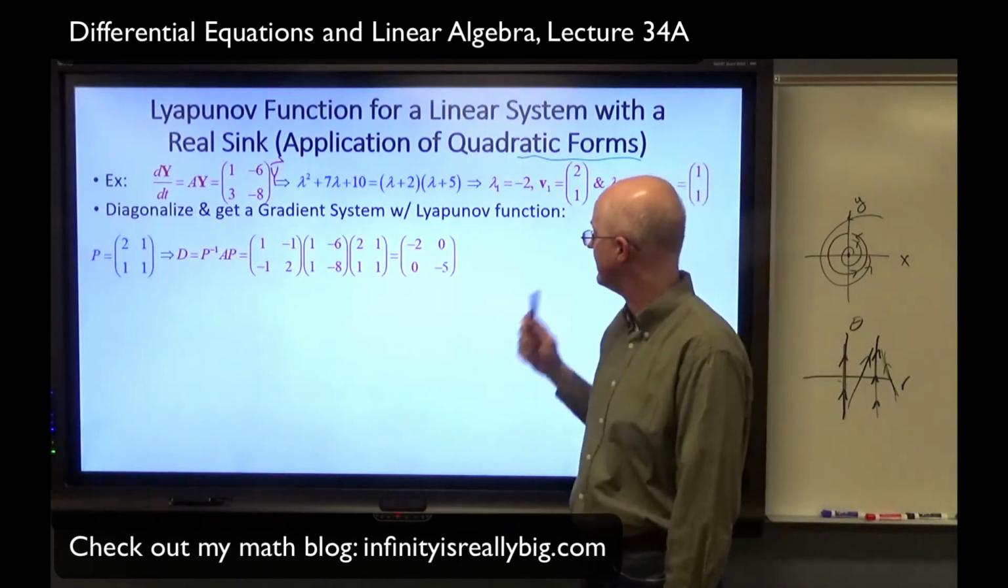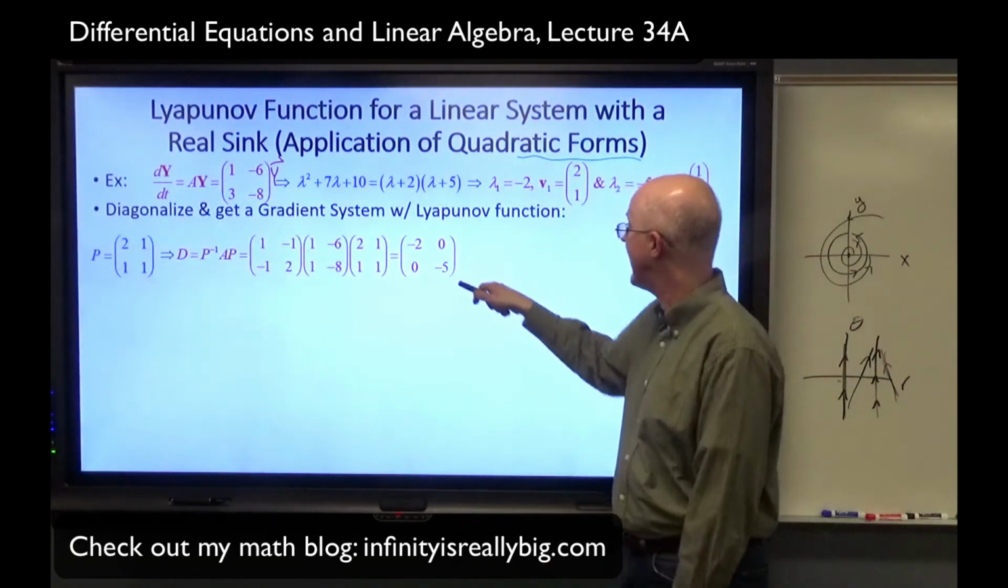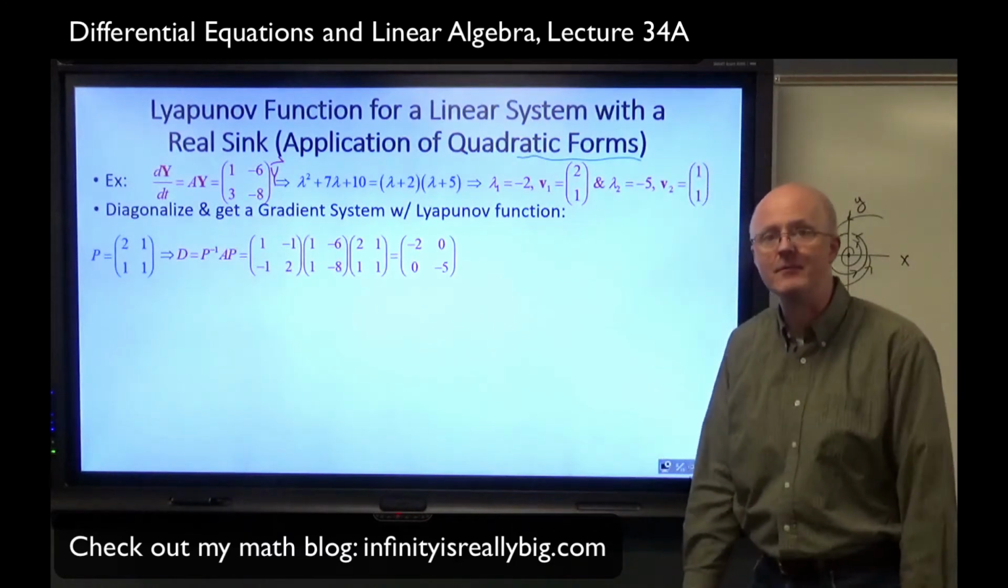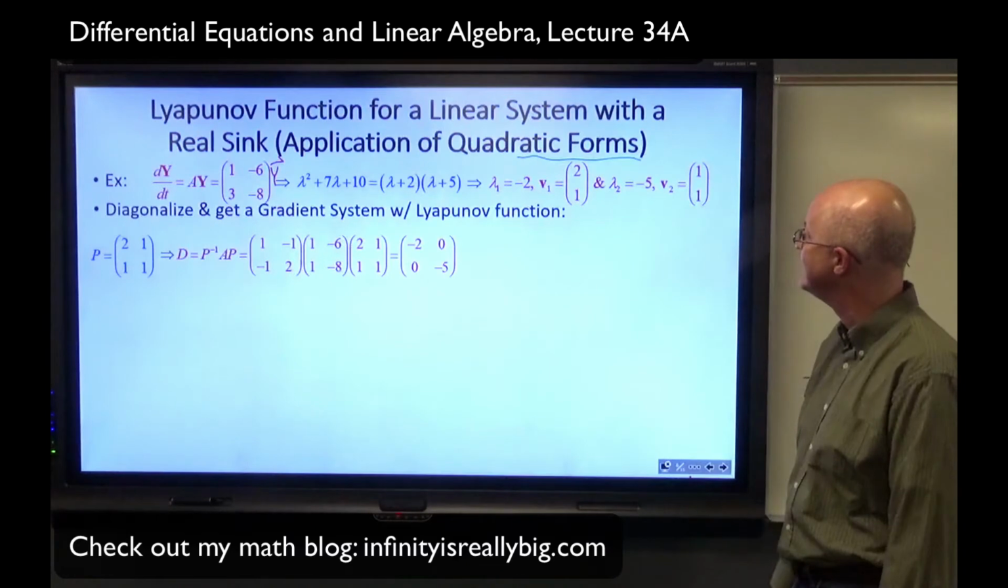You can double check this calculation. I actually didn't check it. I just know it has to work. But the theory says I get a diagonal matrix with the eigenvalues on the main diagonal. Hopefully I didn't make a mistake. You should double check to make sure I didn't make a mistake.